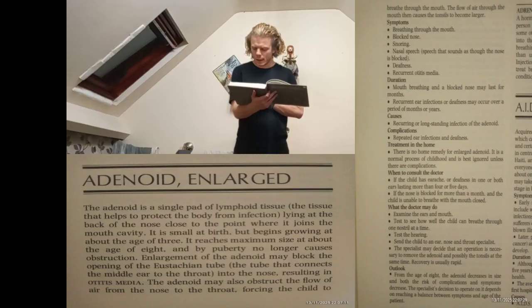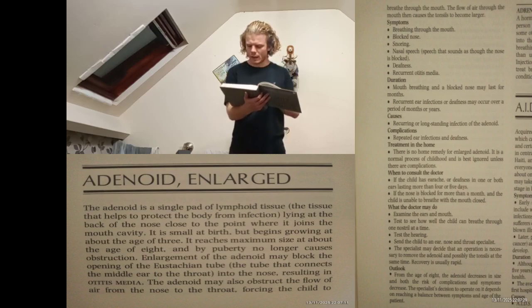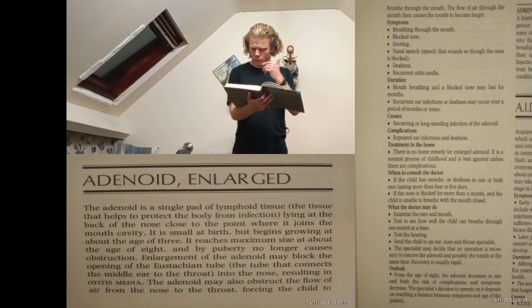Enlarged adenoid. The adenoid is a single pad of lymphoid tissue, the tissue that helps to protect the body from infections. It lies at the back of the nose, close to the point where it joins the mouth cavity. It is small at birth, but begins growing at about the age of 3. It reaches maximum size at about the age of 8, and by puberty no longer causes obstruction.